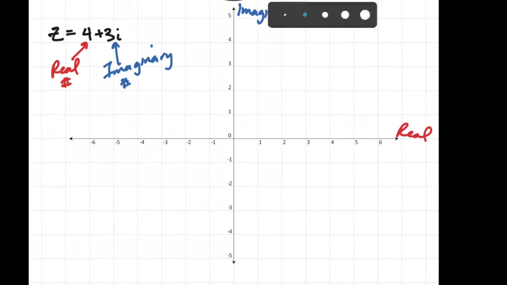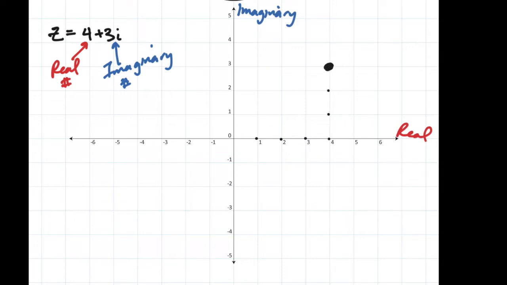So to graph, all we do is go over 4 spaces to the right. So that's 1, 2, 3, 4. And we're going to go vertically up 3: 1, 2, 3. So this is our graph of z equals 4 plus 3i. All it is is just a dot.